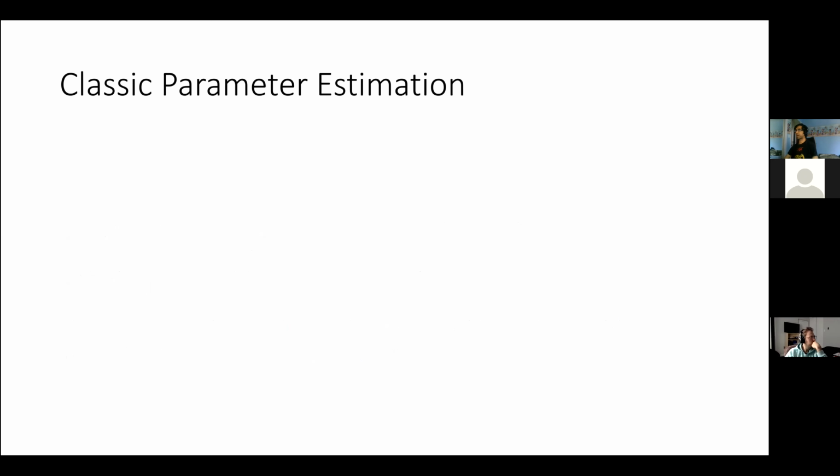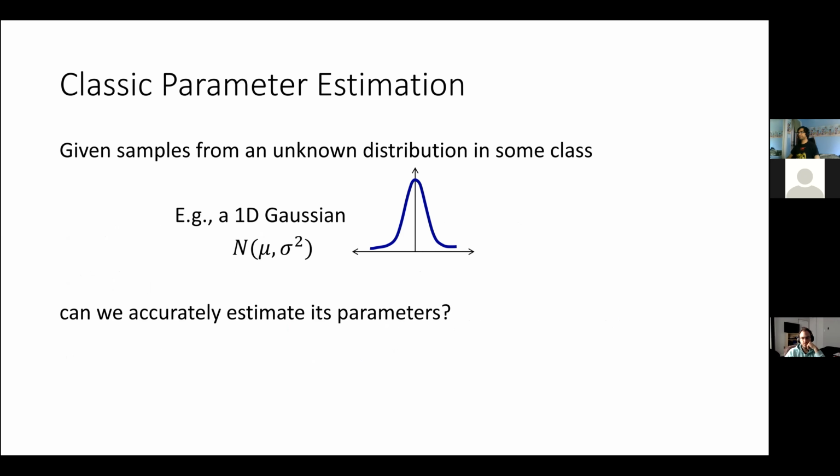Forget about robustness for now. Let's just do classical parameter estimation. Suppose we're given samples from an unknown distribution in some class, for example, a 1D Gaussian. Can we accurately estimate its parameters? And this is like stats 101 stuff.